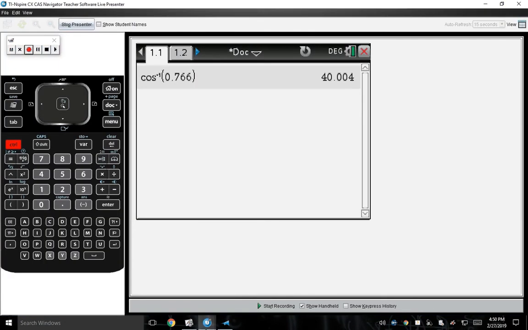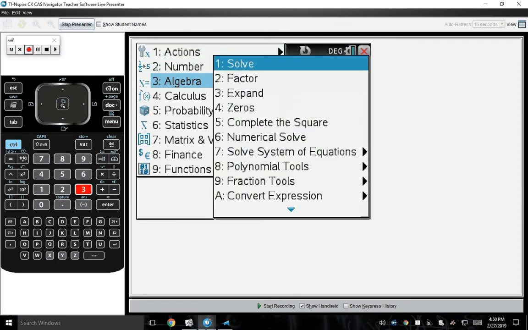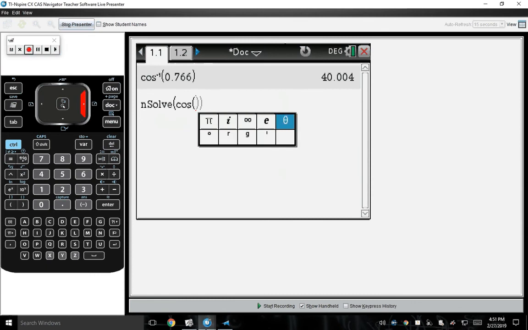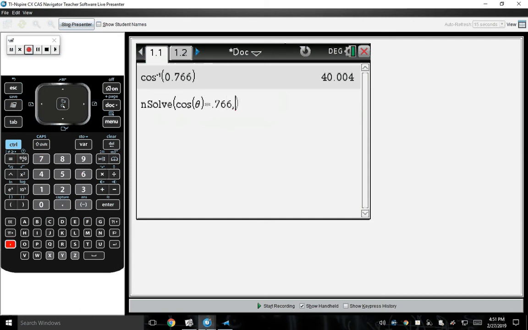Okay. So it'll be menu 36 for nSolve. And then we're going to press cosine of theta. Theta is right here as a variable. And yes, you can put x if you'd like. Equals 0.766 comma theta. And then comma negative 90. Oops. So comma negative 90 degrees comma 270. And then Control Enter, and we still get that same one.